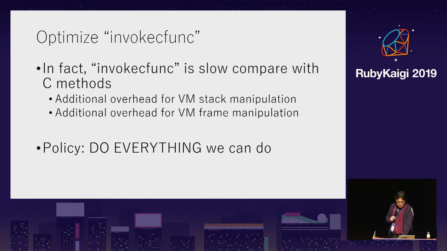However, it has several overheads: additional overhead for virtual machine stack manipulation to get the parameters, and additional overhead for virtual machine frame manipulation. It means the leave instruction is separated from this invoke cfunc. So we need to speed up these instructions, because if we use FFI and it slows down, nobody will use the new notation. So the optimization policy is to do everything we can.